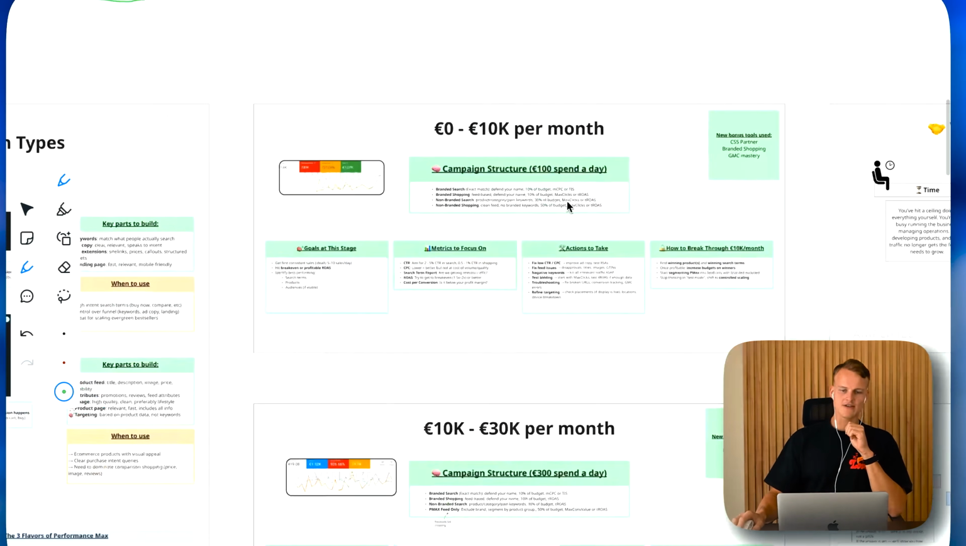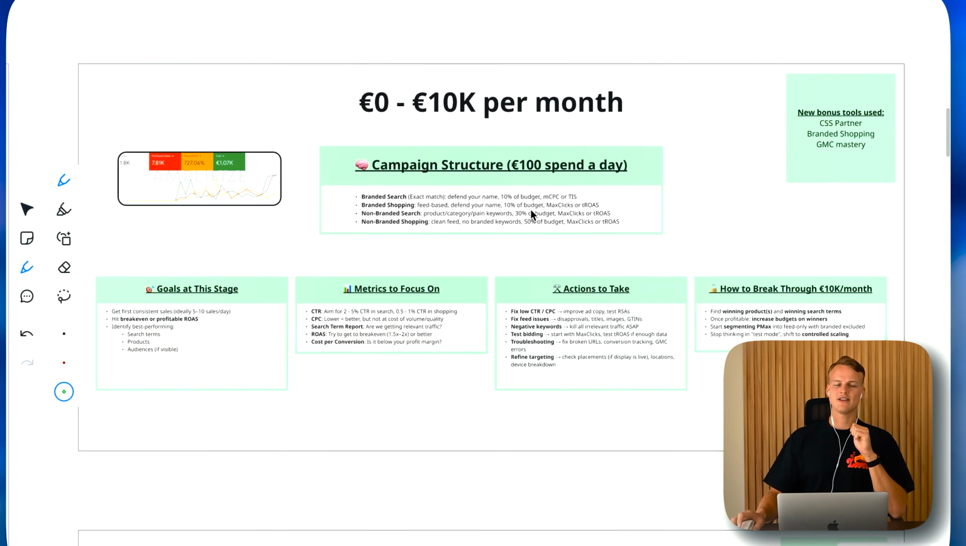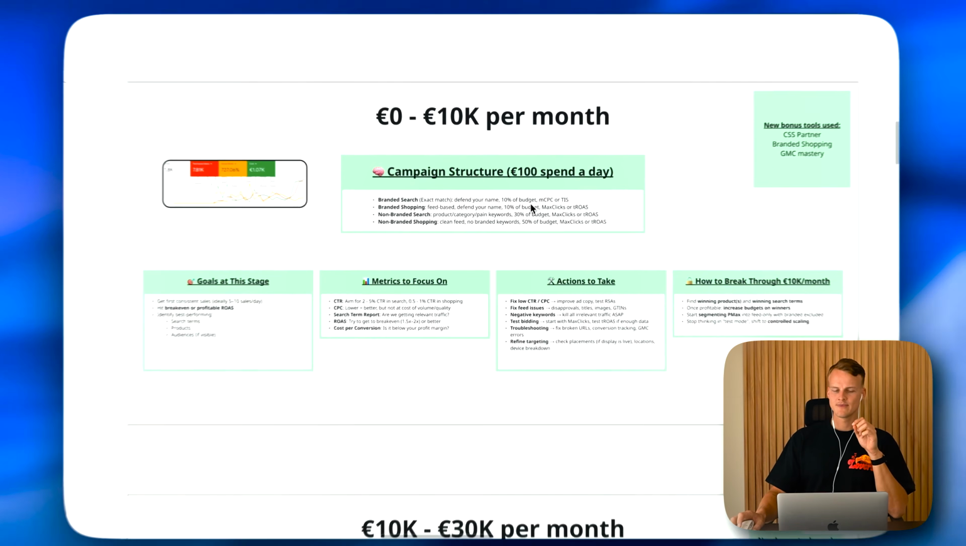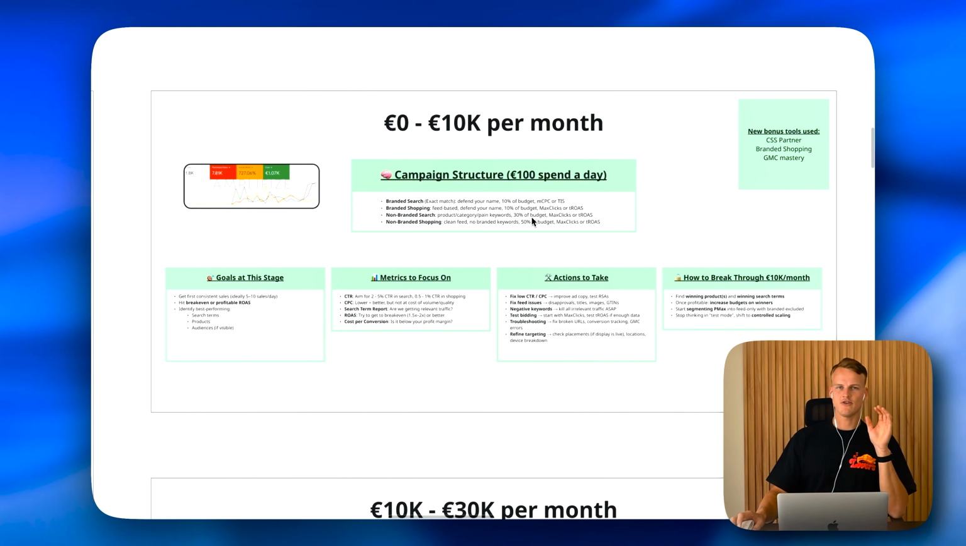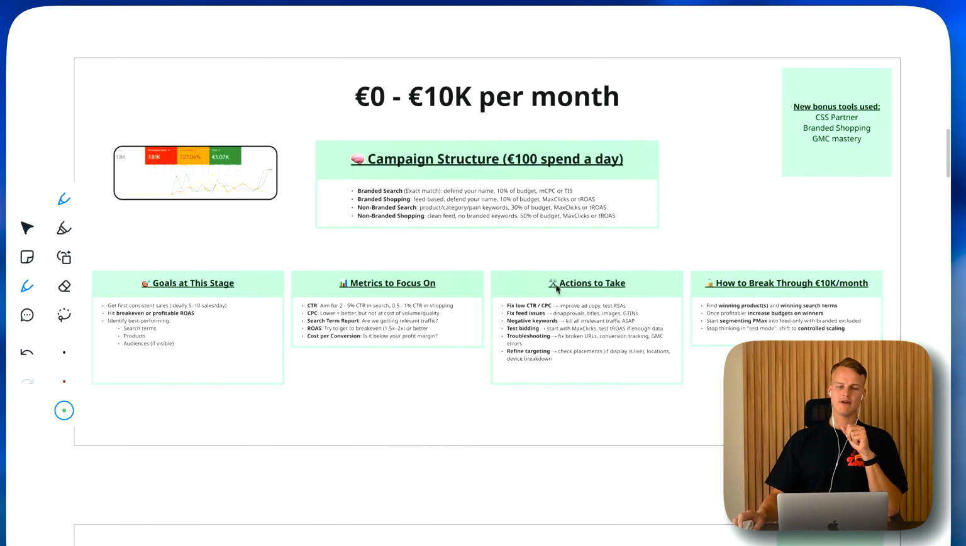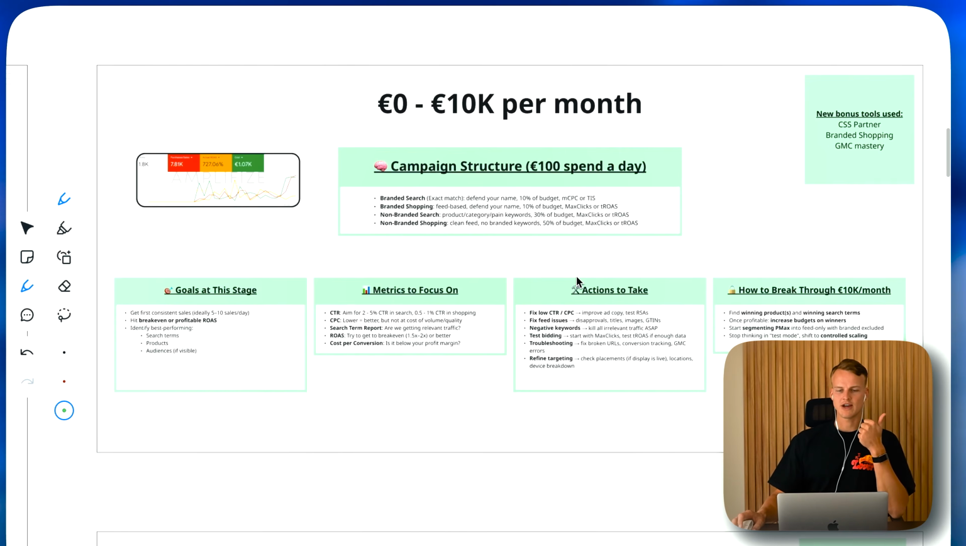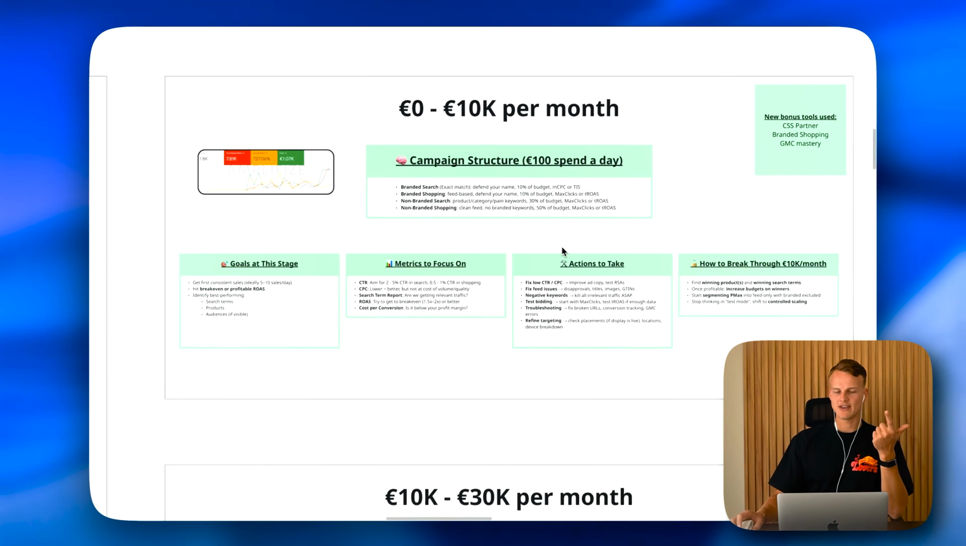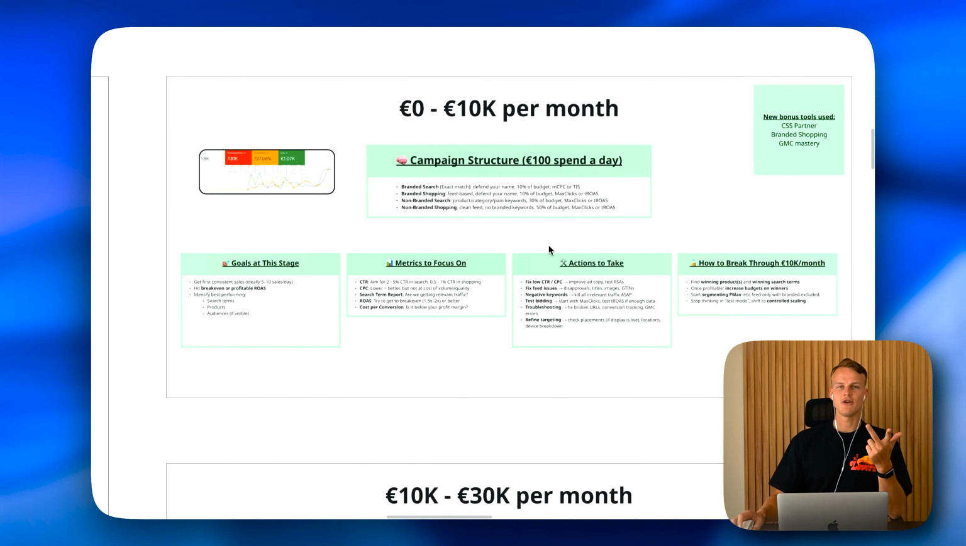So let's just start. And as I told you just a minute ago, we need a base structure of branded and non-branded and search and shopping. And how I structured this optimization roadmap is basically where we talk about the campaign structure, the goals at the specific stage, the metrics to focus on, the actions to take, and how to break through this specific barrier, right?